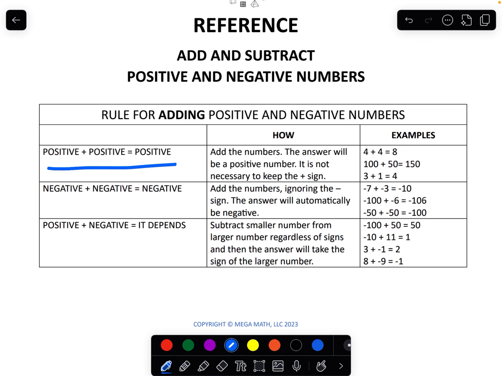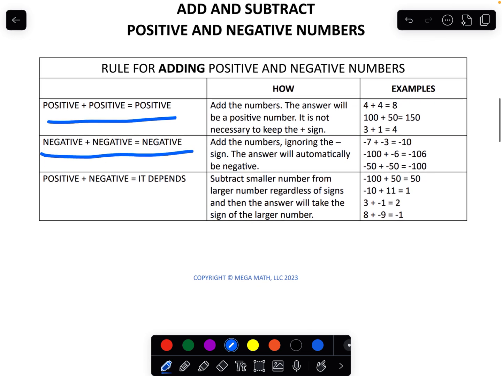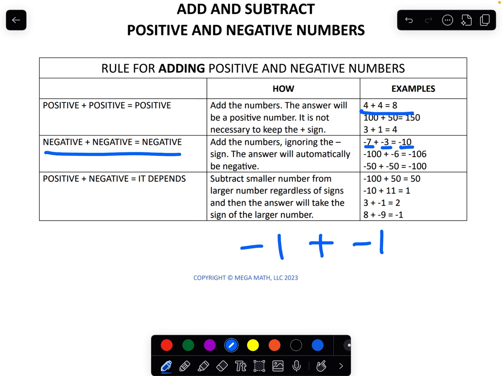Positive plus positive equals positive. Negative plus negative equals negative. Let's do some examples. An example of positive plus positive equals positive: 4 plus 4 equals 8. An example of negative plus negative equals negative: negative 7 plus negative 3 equals negative 10. Another one would be negative 1 plus negative 1 equals negative 2. Okay? So we got that.